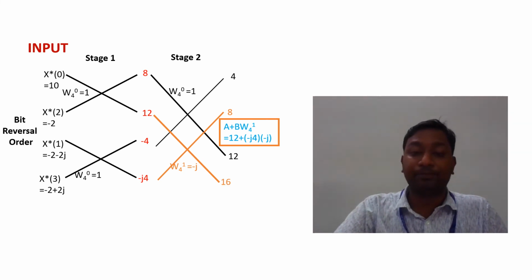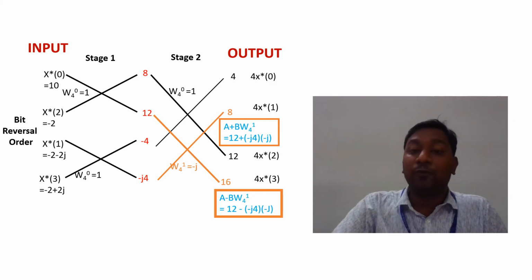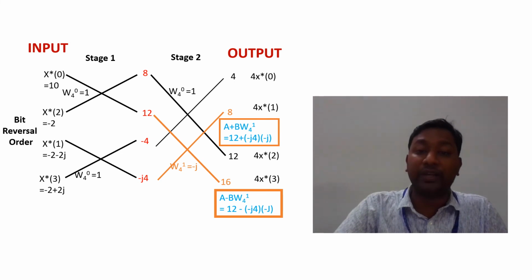Now see the next value. So 12 minus minus j times minus j4 gives minus j square, and j square equals minus 1. So we will get 12 plus 4, that is 16. So in stage 2, the output we get is 4, 8, 12, 16. But the output will be in complex conjugate form, so we will get 4 x conjugate of 0, 4 x conjugate of 1, 4 x conjugate of 2, 4 x conjugate of 3.